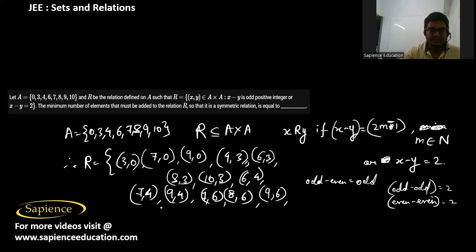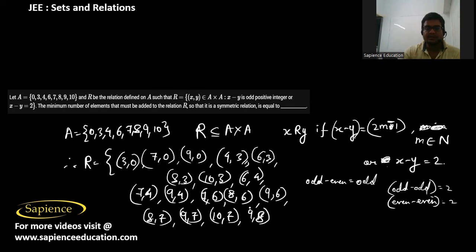Then with 7, 8 minus 7 we can take. 9 minus 7 also we can take. 10 minus 7 also we can take. Then with 8, 9 comma 8 we can take, and 10 comma 8 also we can take. And then with 9, 10 comma 9 also we can take.